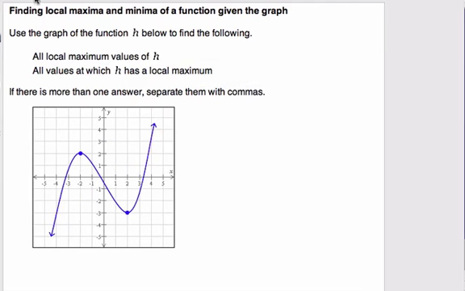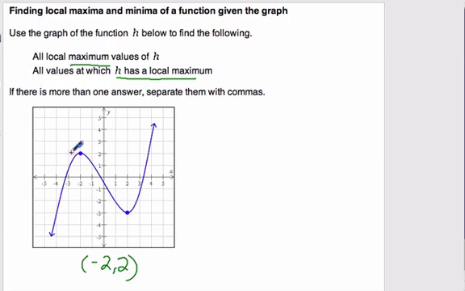Okay, so let's look at another example. In this example, they're asking for the maximum values of this function h, and they want at what values h has that maximum. So here we have one minimum, one maximum. The maximum value is at -2, 2.